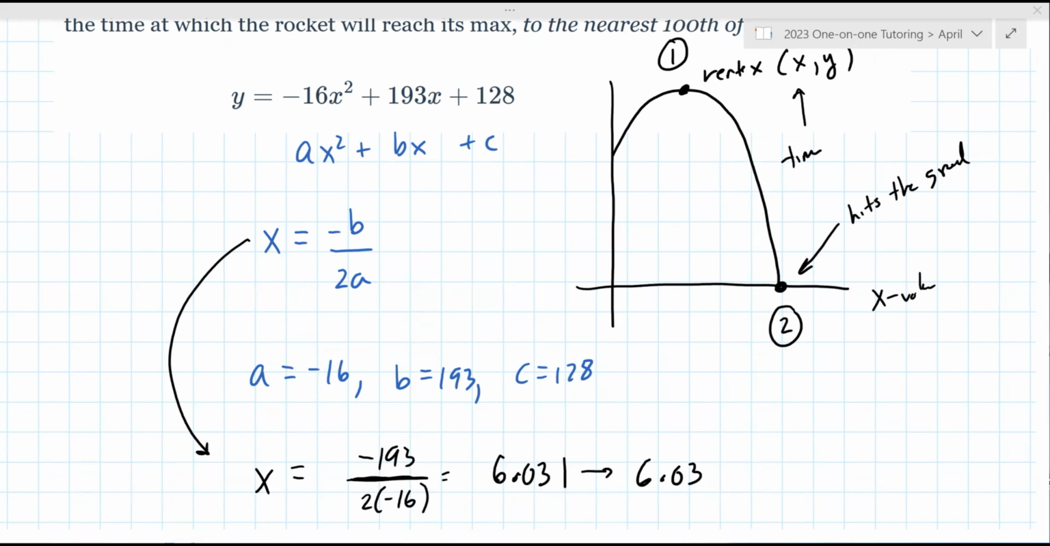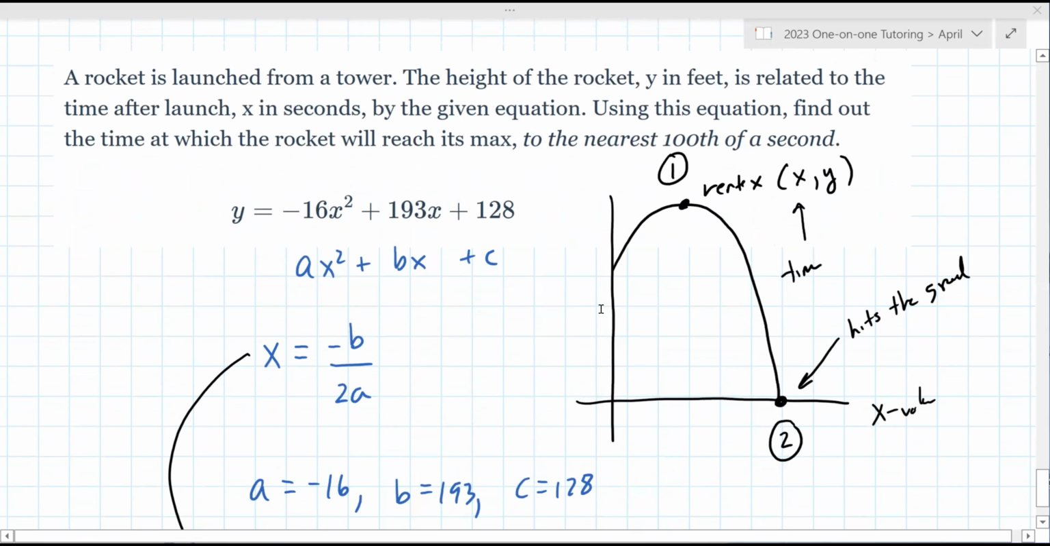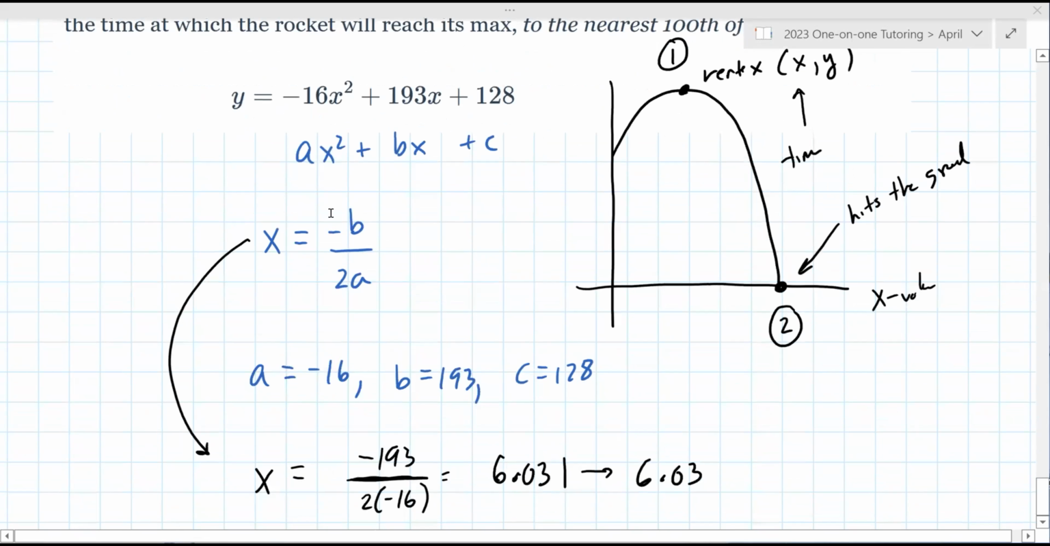Yeah. All right. Now, we're not asked to in this problem, but if we were asked to find the max height, you would have to take this number and put it back into the original. Maybe we'll see that in another problem. We don't have to do that here, but we'll see.